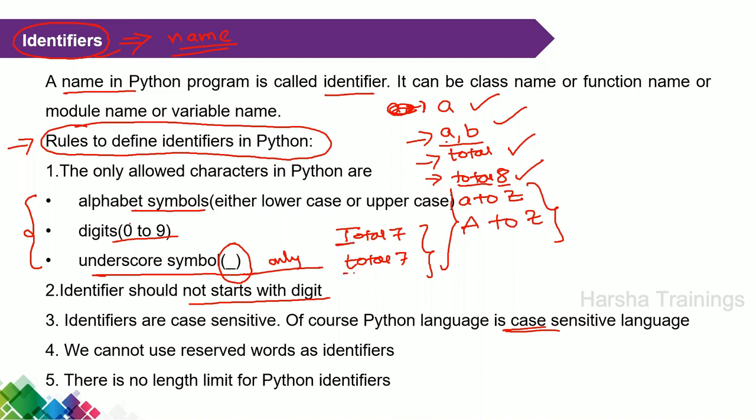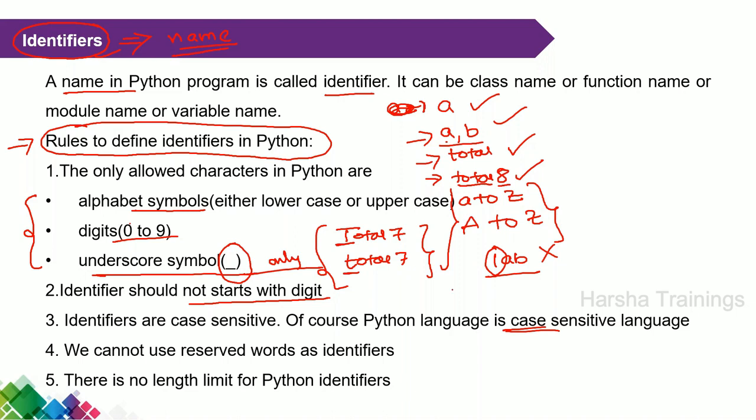Here we are using small t. Both are different. Now, 1AB is invalid. Why? This is an identifier that begins with a digit. So beginning with a digit is not allowed.